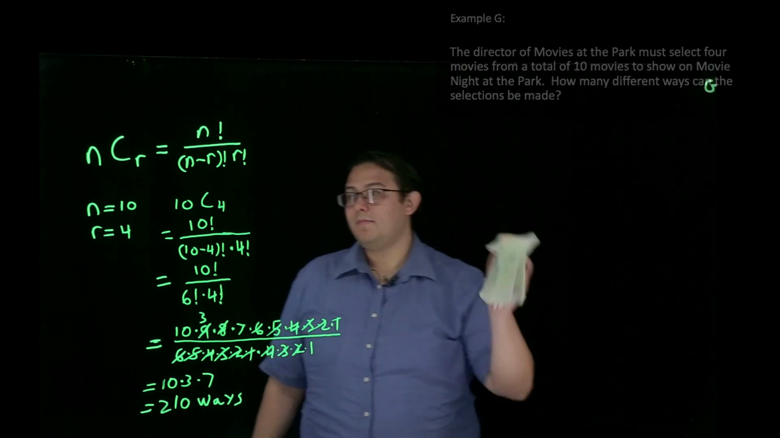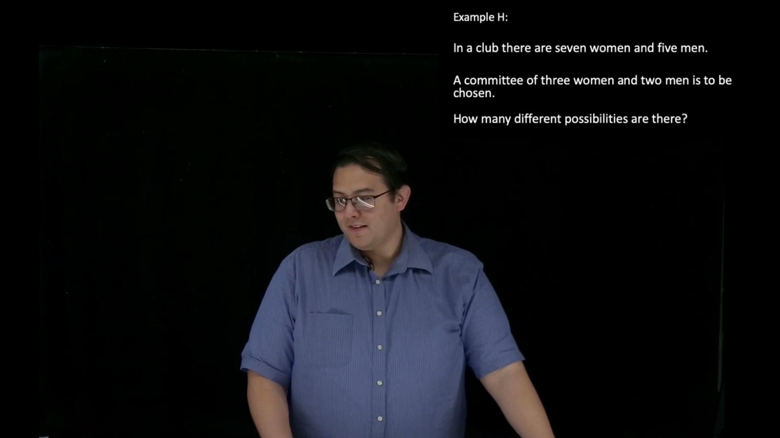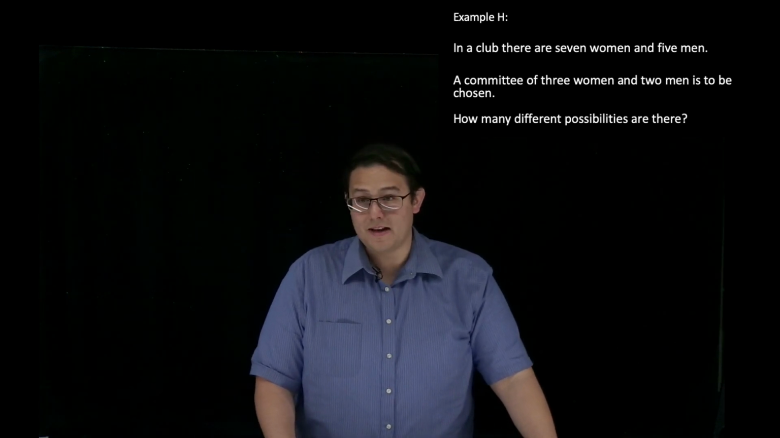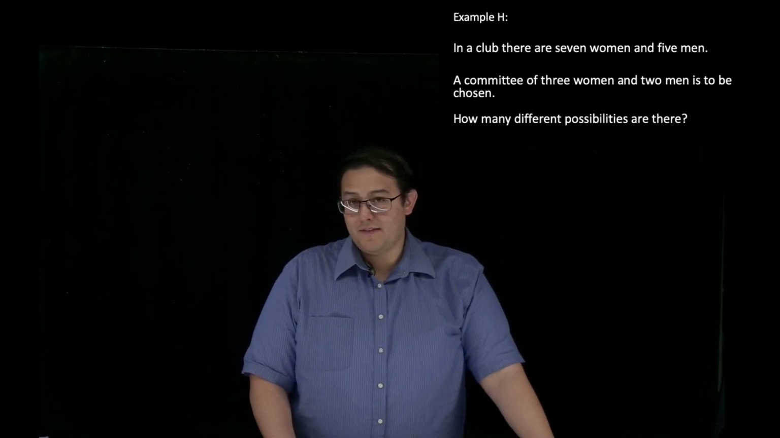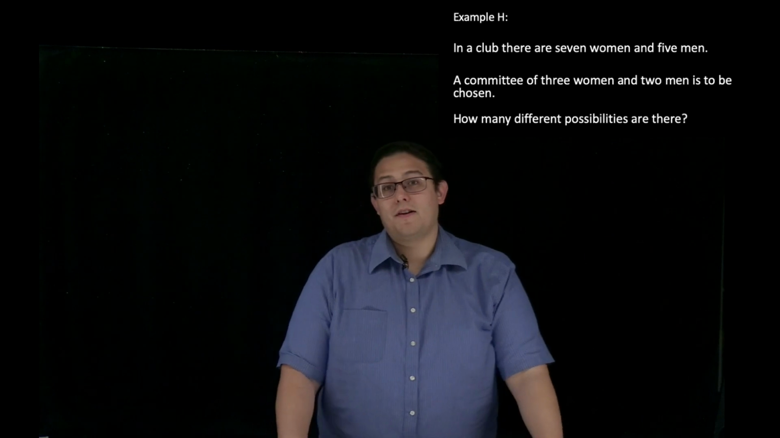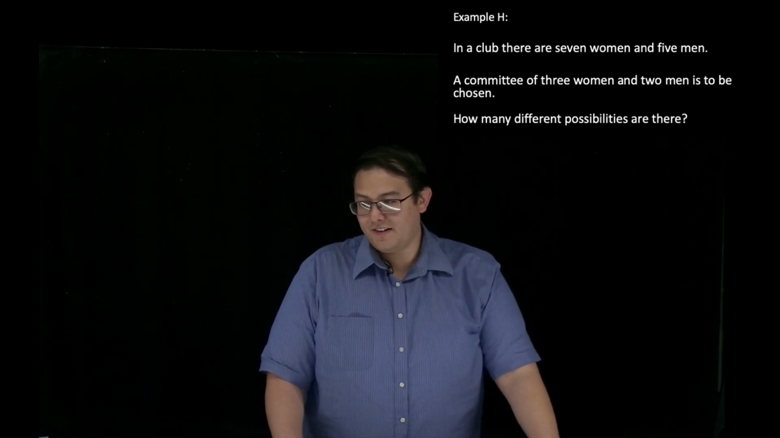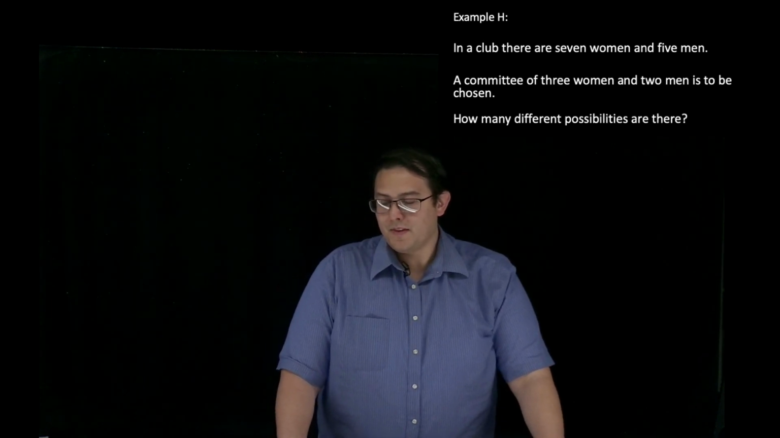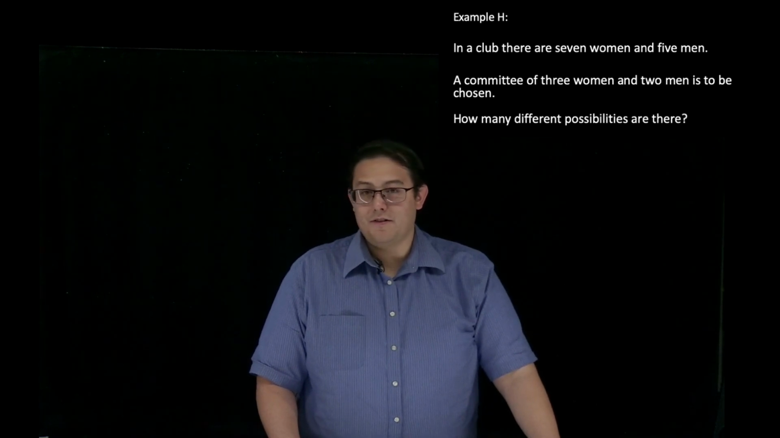Okay. So for example H, we've got a club that has 7 women in it and 5 men. And we're going to form a committee of 3 women and 2 men. And we want to know how many ways this can be done. So this problem is relatively difficult because it takes a couple of things that we learned in this section. So the first thing we've got to figure out is the number of ways we can choose the women.